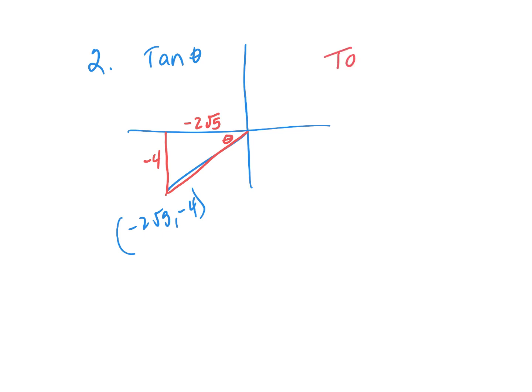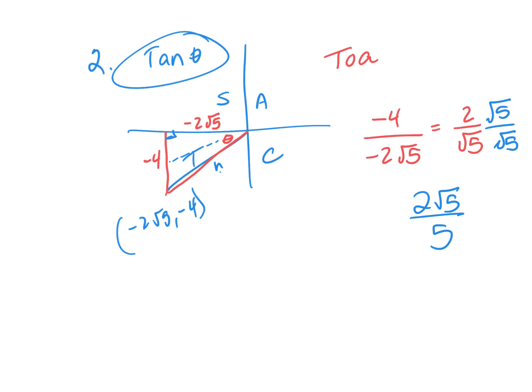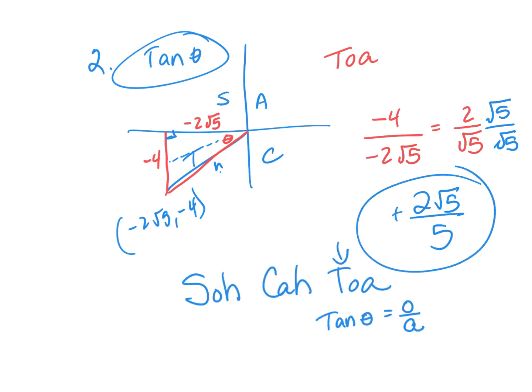So tangent is TOA. So it's going to be opposite over adjacent. And I'm going to clean that up a little bit before I get the radical out of the basement. And I'm going to get 2 over root 5 because negative 4 over negative 2 is 2. Everybody get that? All right, so now we got to get the radical out of the basement. And we get that it's 2 root 5 over 5. And all students take calculus. So they want tangent, and tangent is positive. So that should be your answer to number 2.